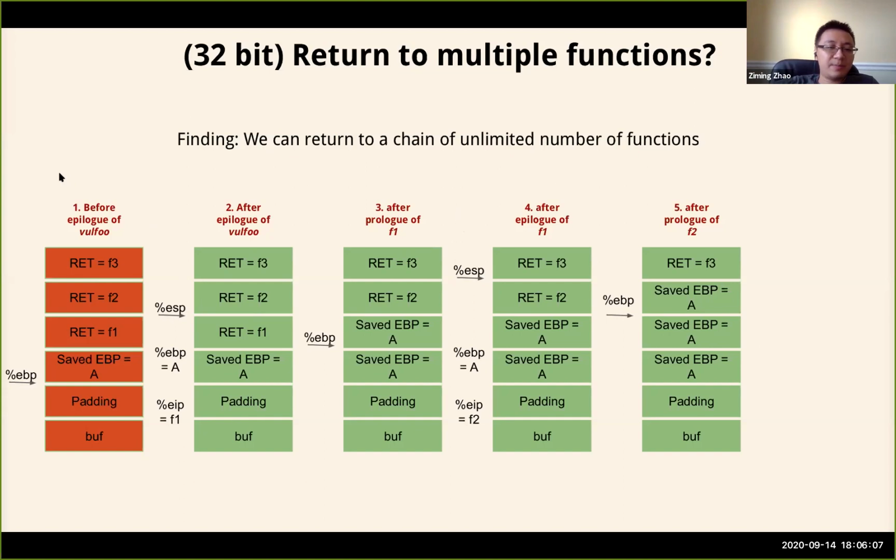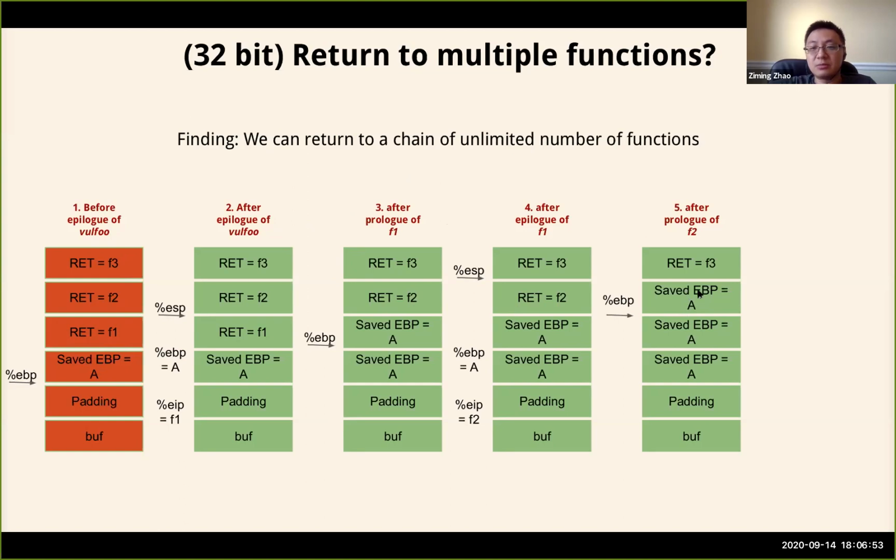Okay. So let's say, what do we do here? This is the part we can override, from the buffer to everything above. What we do is, this part we put garbage there, it doesn't matter. The padding, we put garbage there. The saved EBP, we also put garbage. Then we put the return addresses F1, F2, F3 here. Just those 12 bytes. Then what will happen is, first, the vulnerable function will return. Then we will return to the function F1. After function F1 executes, it will treat this part as its return address, so it will return to function F2.